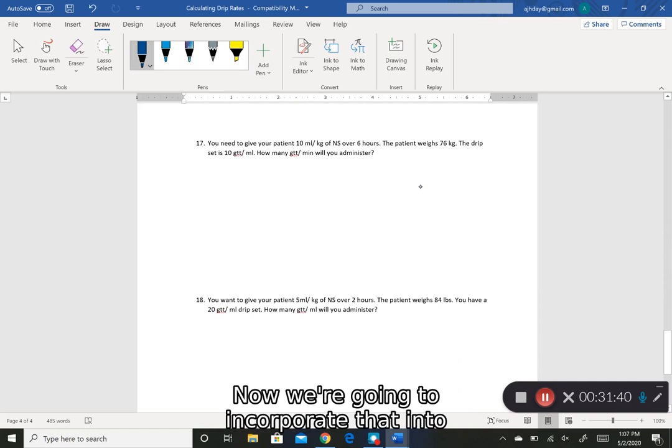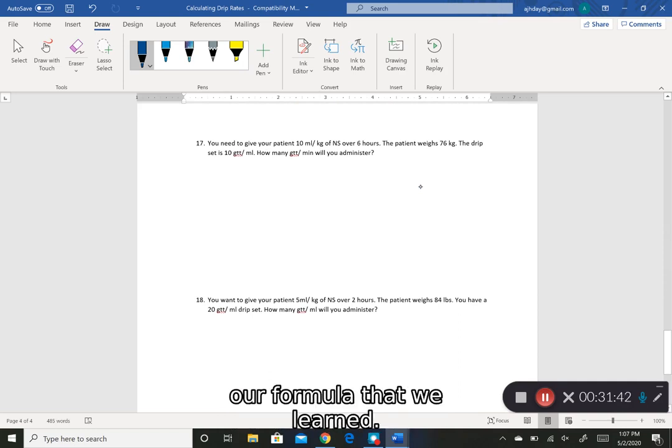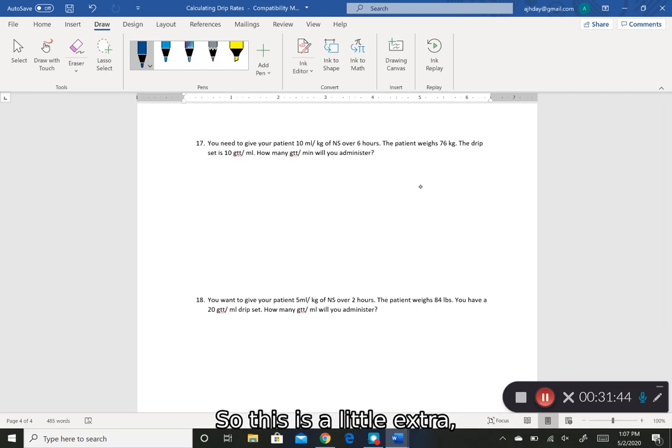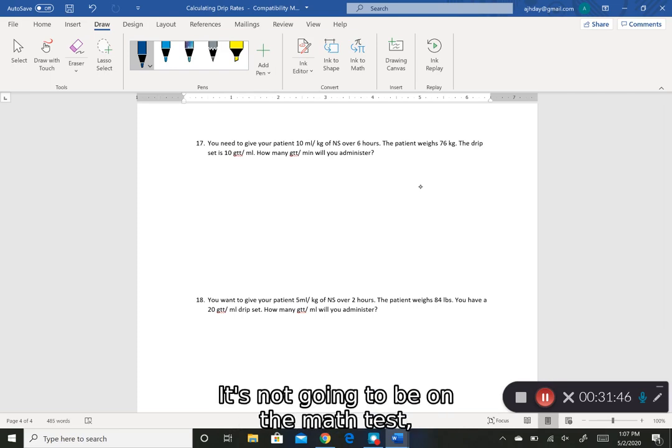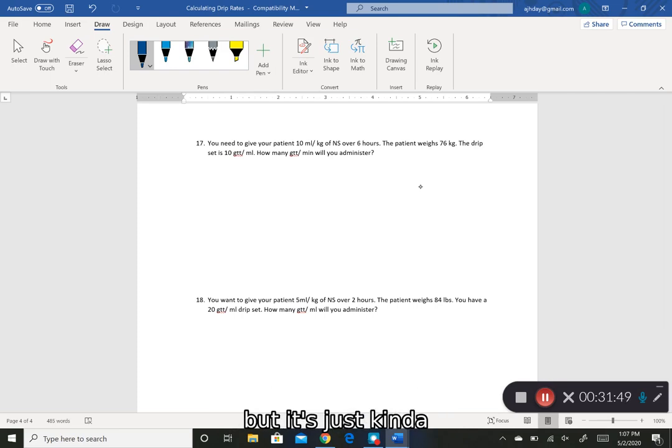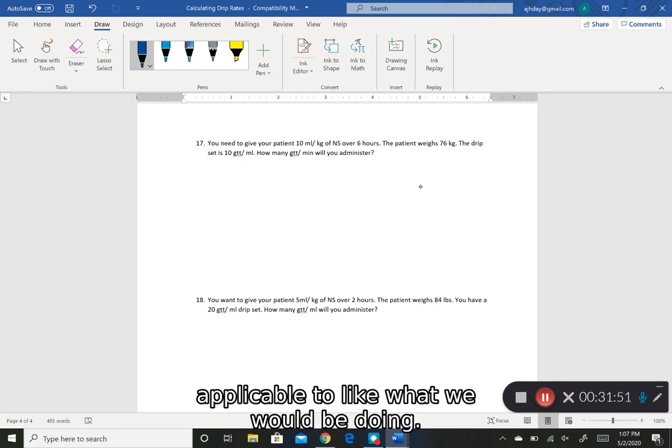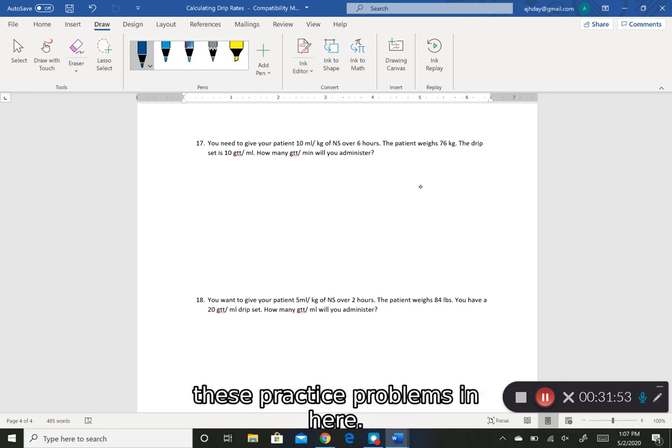Now we're going to incorporate that into our formula that we learned. So this is a little extra. It's not going to be on the math test, but it's applicable to what we would be doing. So I wanted to throw these practice problems in here.